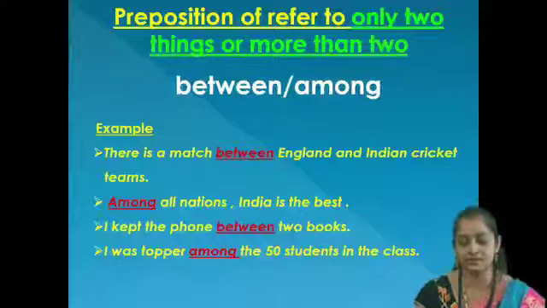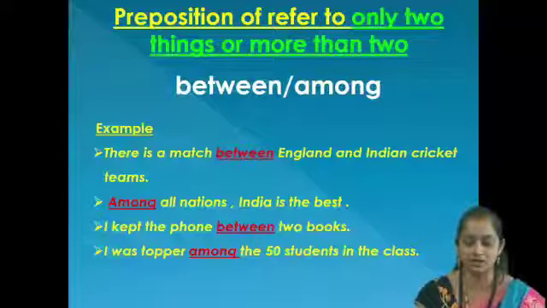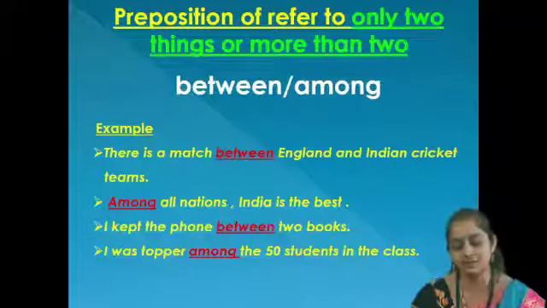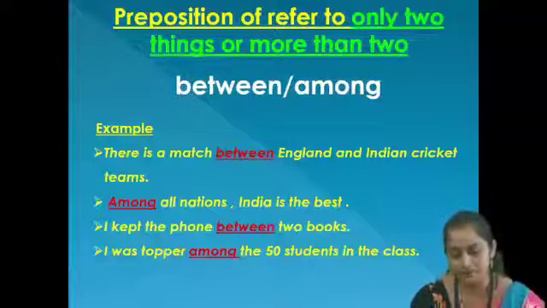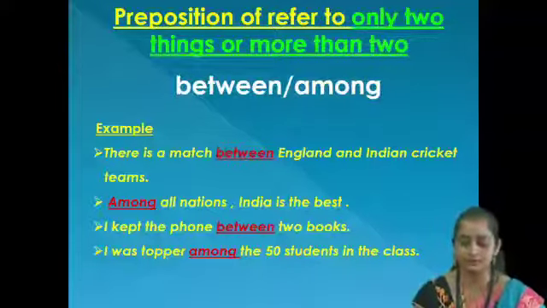Next example is among all nations, India is the best. Here, among is the preposition and it indicates more than two, all nations. So we have to use the preposition among. Third example is I kept the phone between two books.